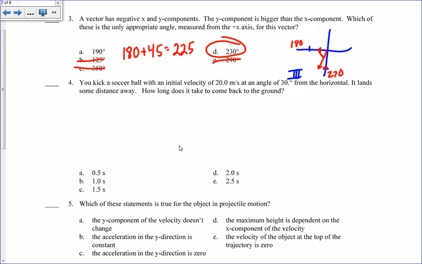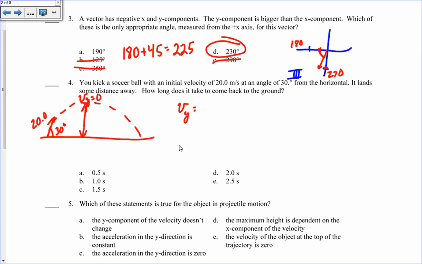All right, you kick a soccer ball at initial velocity. My trajectory, 20 meters per second at an angle of 30 degrees from the horizontal, it lands some distance away. How long does it take to come back to the ground? All right, so I can find the time required to get to the top up here. I know that v in the y direction at the top is equal to 0.